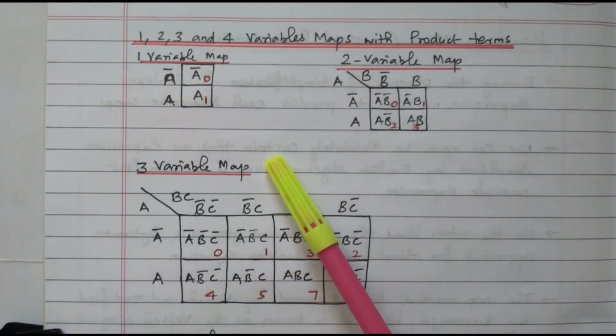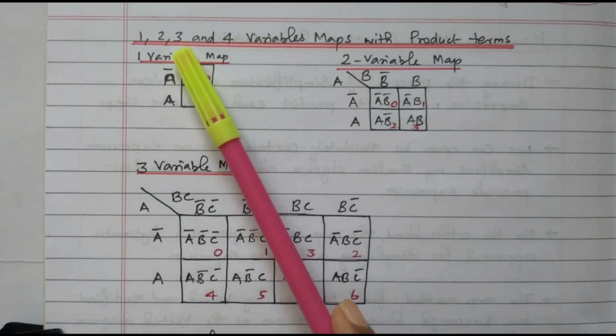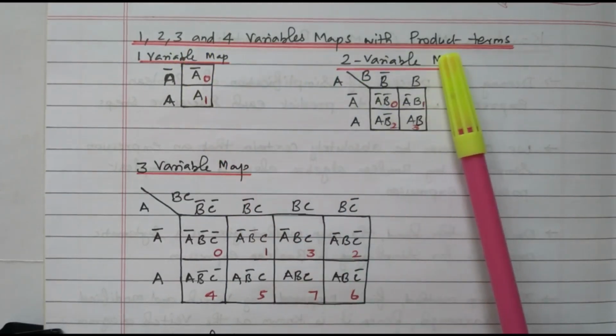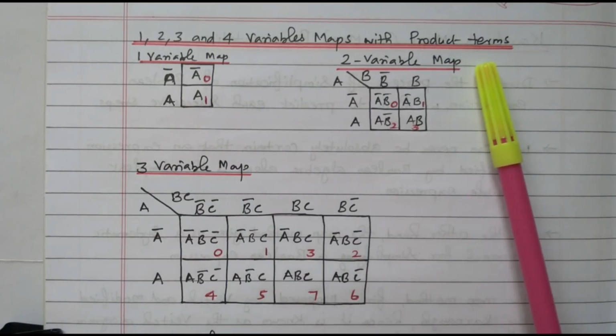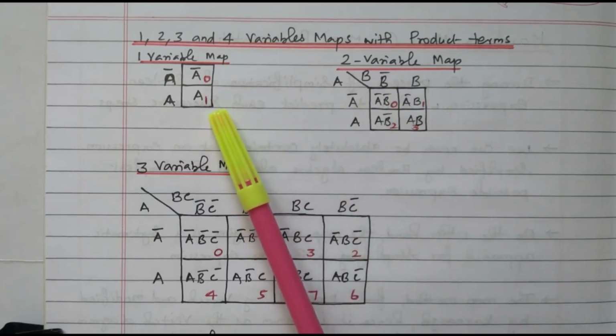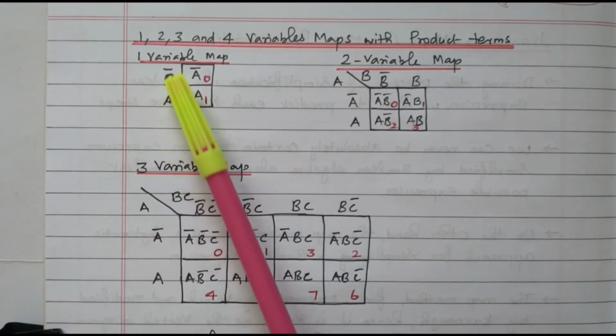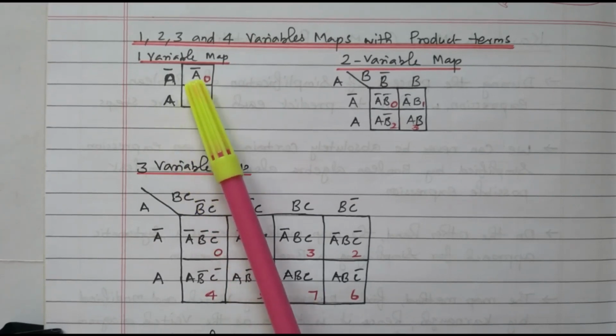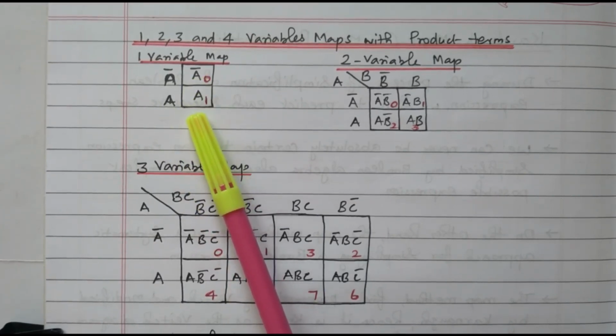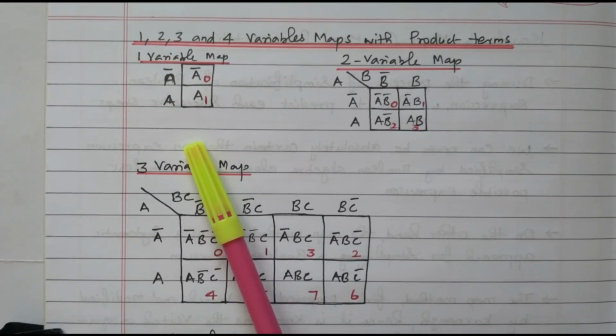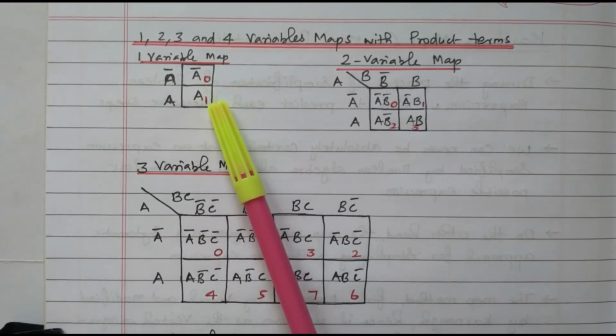So these are all the variable representations. Now we'll see how to represent the 1 variable, 2 variable and 3 variable map in the product term as well as the sum term, the SOP and POS forms. First we'll see the SOP form, sum of product form. Right? We'll go to the 1 variable map. A 1 variable map means only 1 variable. Let us consider A, that is A bar, A. The first cell represents A bar, the second cell represents A. In terms of the value, min term and max term, it is 0, 1. The first cell is 0, the second cell is 1.